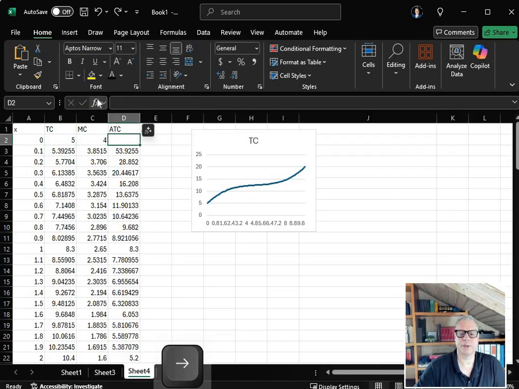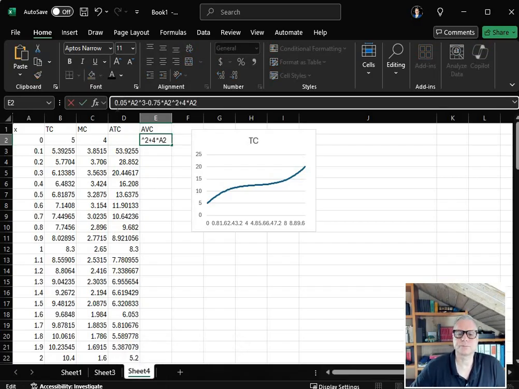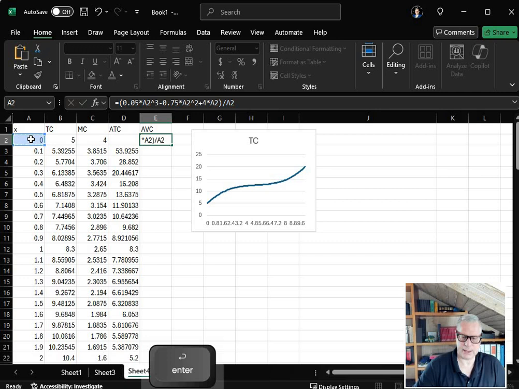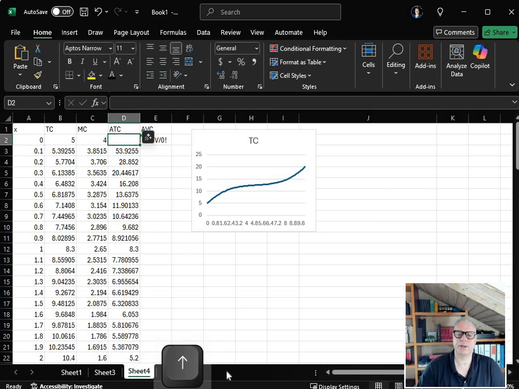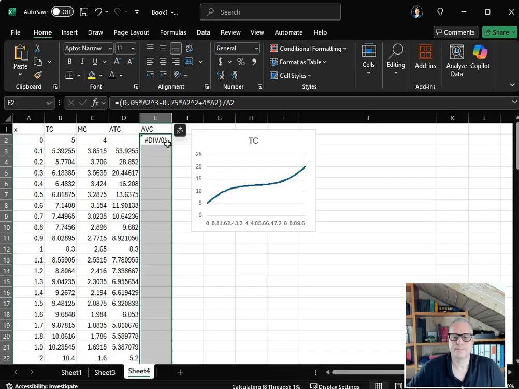Oops, that was wrong here, needs to go. Equals, and I'll put parentheses around. And then we divide by x. And again, I get an error message, but I can blank that out in a second.